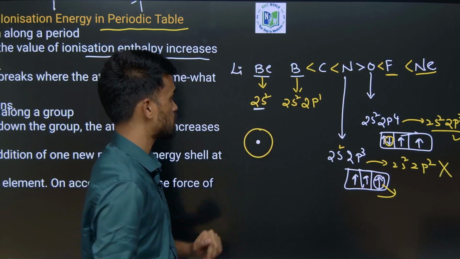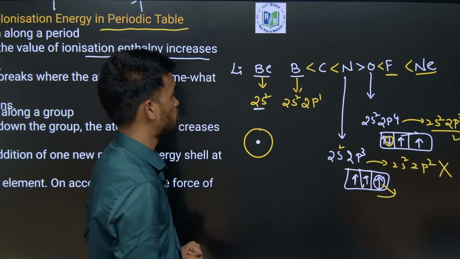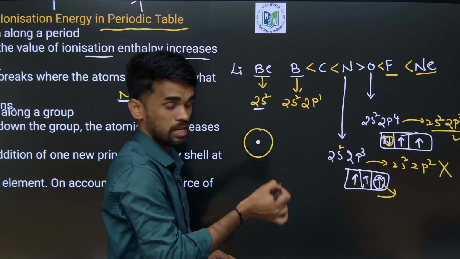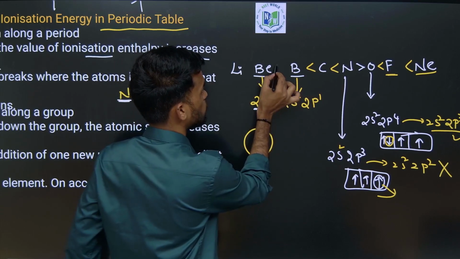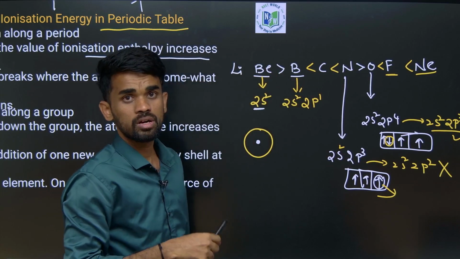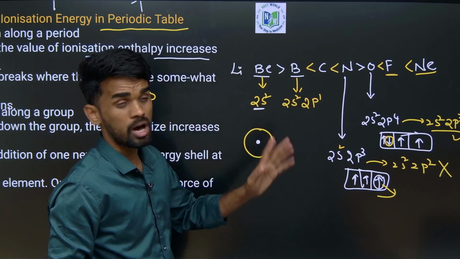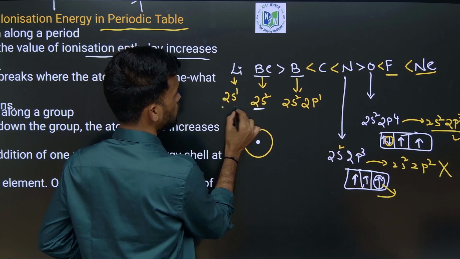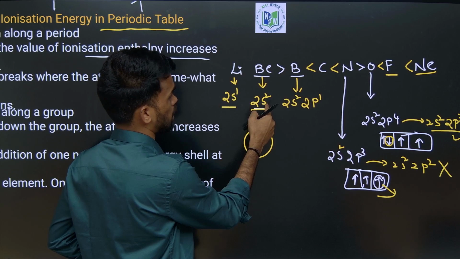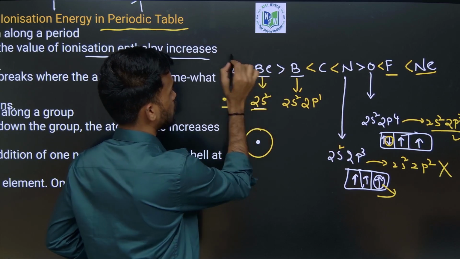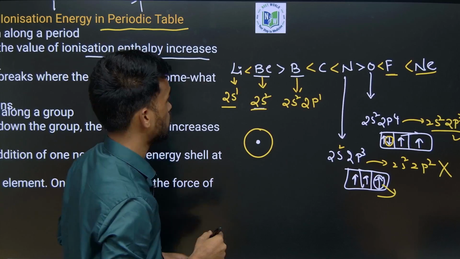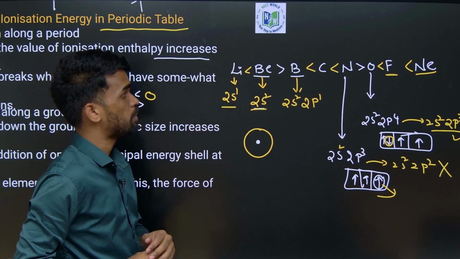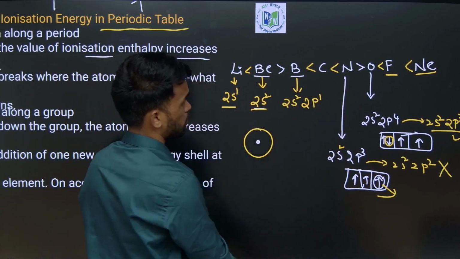So this concept is called penetrating power, or penetrating capacity. The penetrating capacity of beryllium, that is the s orbital, is more. Therefore, beryllium will have more ionization energy than boron. Okay. So simply when it comes to 2s1 and 2s2, we know this is a fulfilled electronic configuration, so we can directly give it to beryllium. Now what is the exact order for the second period elements?